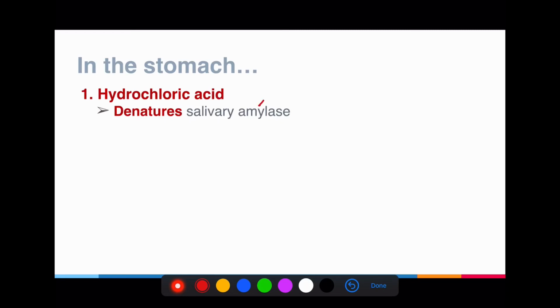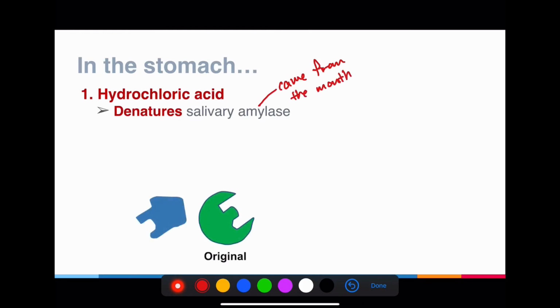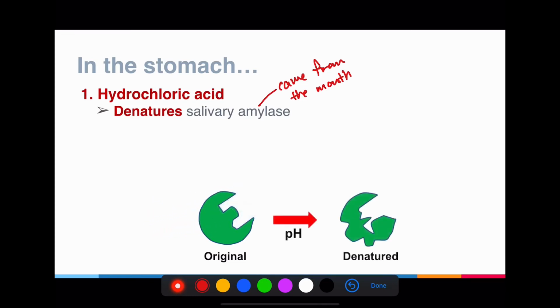Now, if you recall, this came from the mouth, because when you swallow the food, the salivary amylase will also be swallowed down. So, with the help of hydrochloric acid, initially the salivary amylase should function as what you see in this video. But once there's a change in pH, it actually becomes denatured. Why? Because hydrochloric acid is an acidic substance, which means that it's going to change the pH. Then it's going to affect the salivary amylase, because salivary amylase, which came from the mouth, has an optimum pH of about 7. Okay, because in the mouth it's a neutral condition. So that's how your salivary amylase behaves.